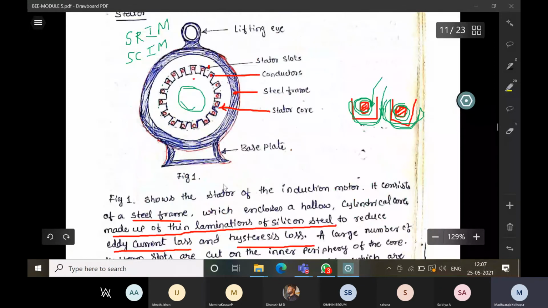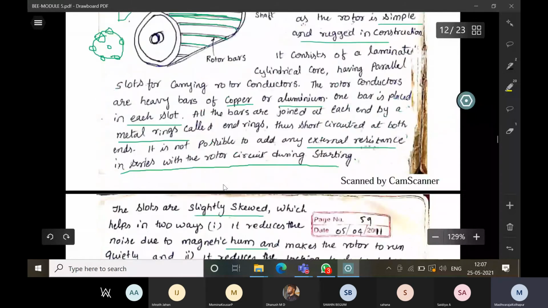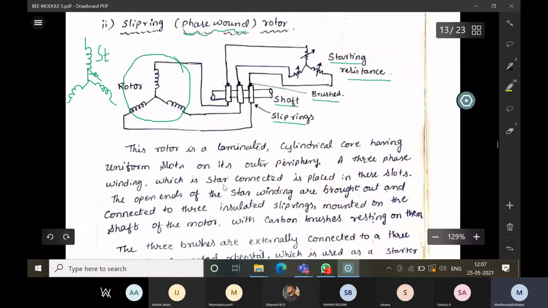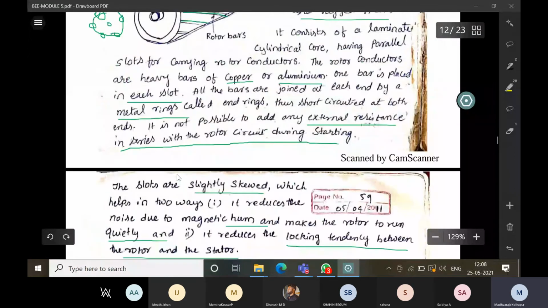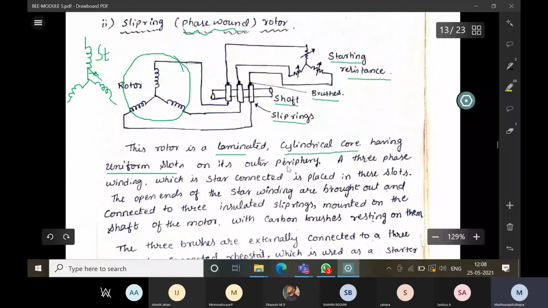So how does the slip ring induction motor operate? The rotor is laminated, the same thing. A cylindrical core is there, having uniform slots, uniformly distributed like your stator winding, on its outer periphery, and a three phase winding is there, that is RYB. Three phase winding is present on the stator as well as the rotor.